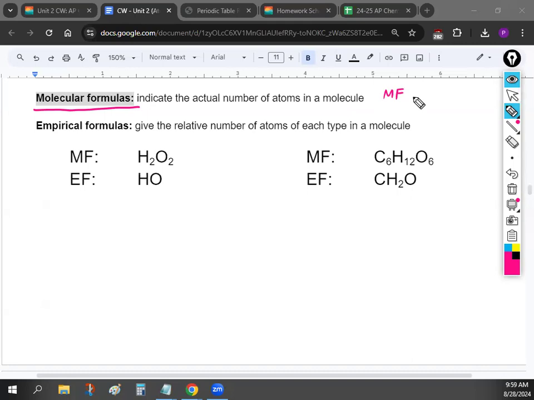So molecular formula. But the one that you guys might not be that familiar with is called an empirical formula. And I'll talk about what empirical formula is. We'll abbreviate this EF. Empirical formulas give you the relative number. Another way to think about empirical formula is it tells you the ratio. Take a second to copy that down, and then we'll go over what that means in just a second.